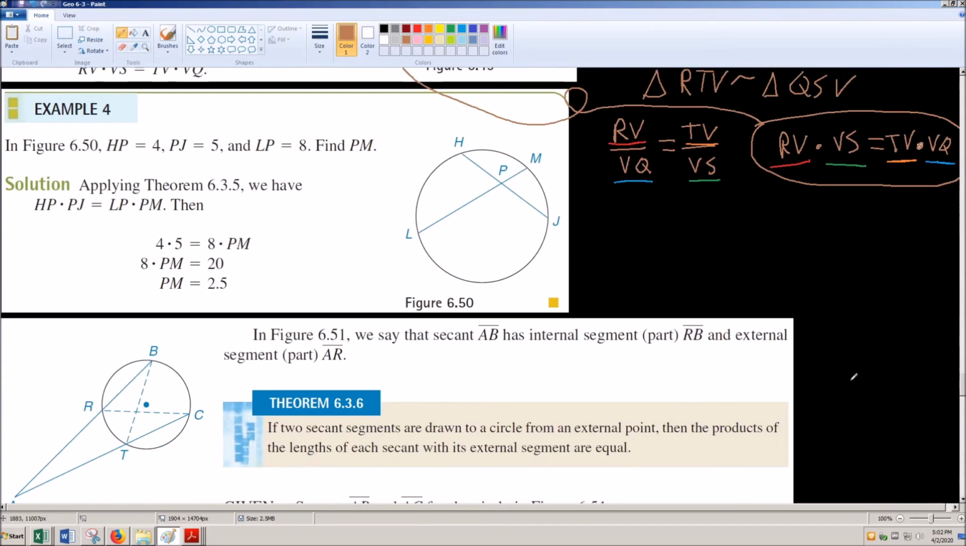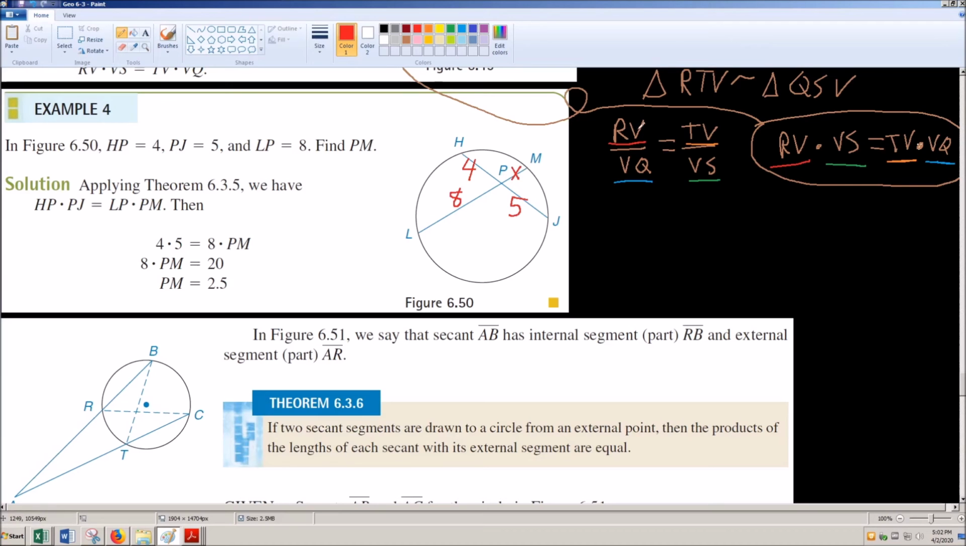Now we can use that to solve for example 4. So example 4 starts telling us some lengths. We're told that HP is 4. We're told that PJ is 5. LP is 8. And then PM is a mystery. So in terms of representing PM, I'm just going to call it X. I don't know what that thing is.